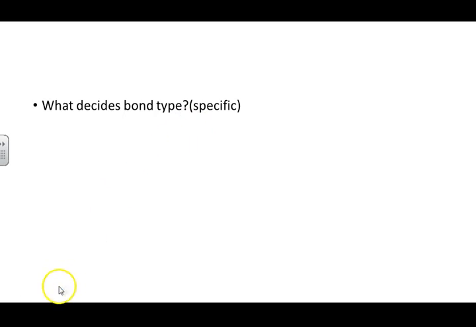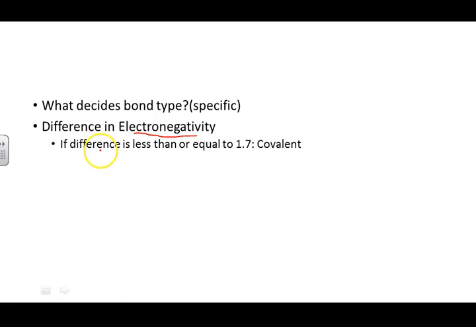So what specifically decides bond type? First answer to that is the difference in electronegativity. There's more to it than that, but electronegativity is probably the easiest one to look at. We know that electronegativity is a measure of the strength of attraction of an atom for a bonded pair of electrons, or the attraction of electrons in a chemical bond. So if the difference in their electronegativity is less than or equal to 1.7, we classify that as covalent. If, on the other hand, the difference is greater than 1.7, we classify as ionic.